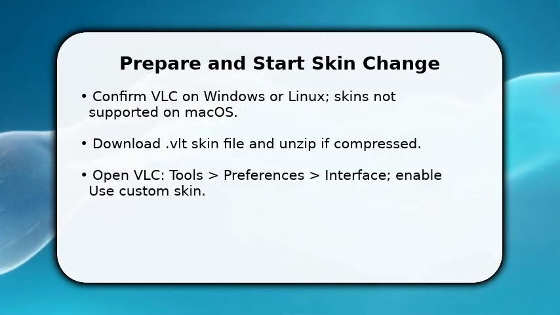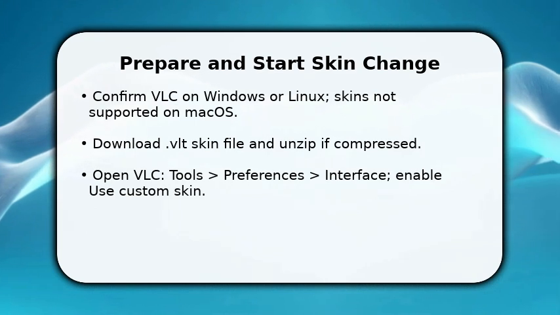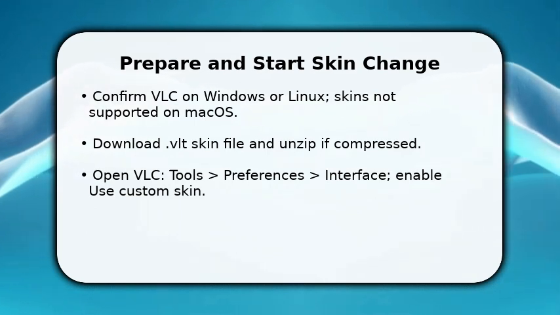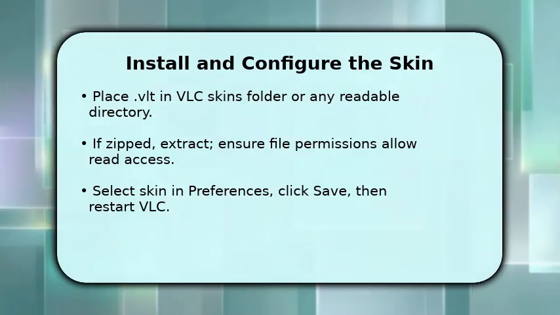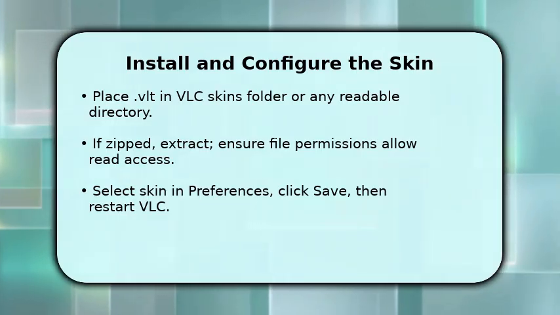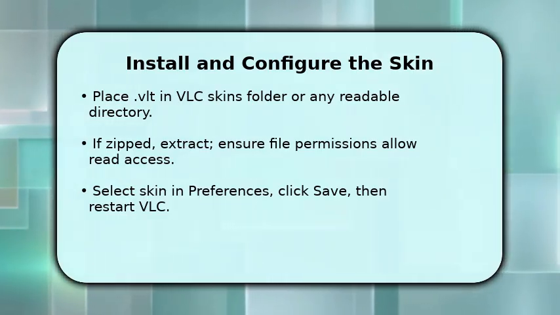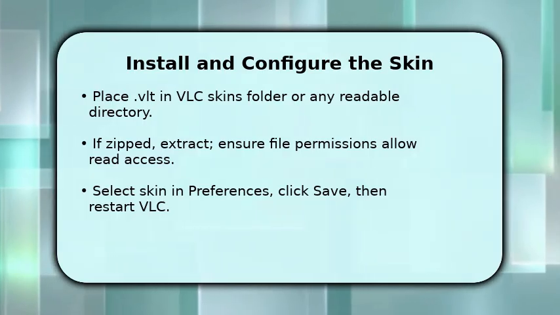Don't close VLC yet. You're starting the substitution immediately so you can see changes after the restart. Make sure the file is unzipped and accessible in a standard folder. You now perform the middle, slightly technical steps. Move the VLT into a stable location like your VLC skins folder or another readable directory and extract it if it came zipped. Make sure file permissions allow VLC to read it.